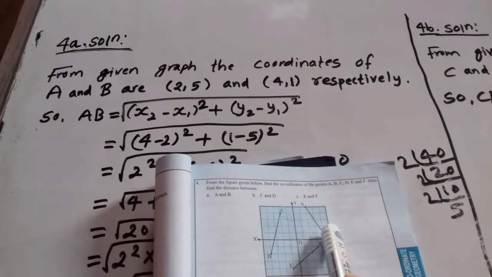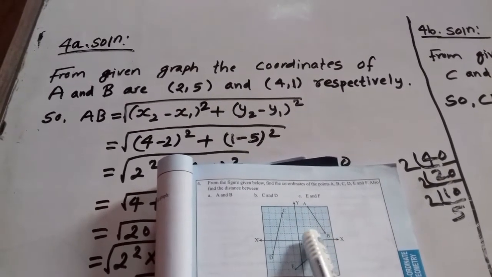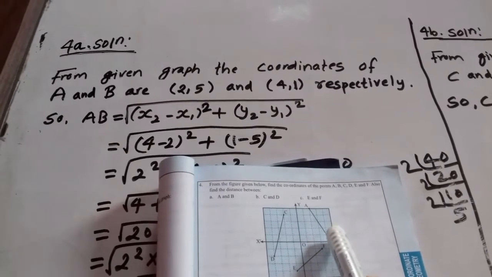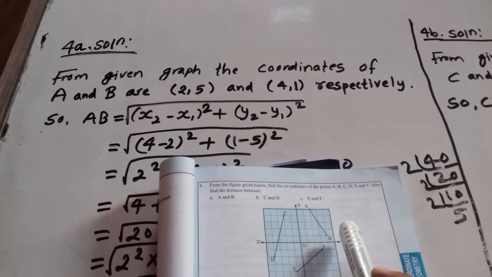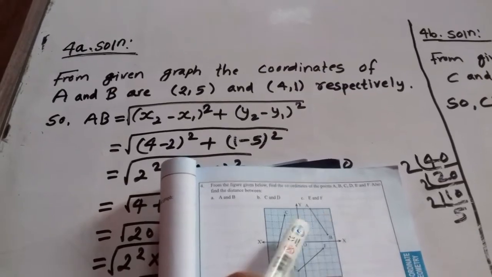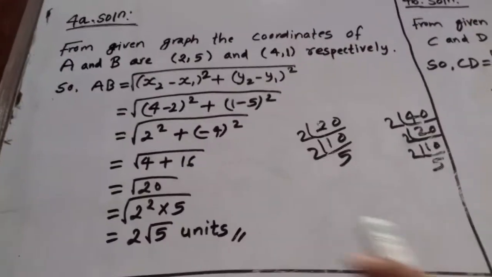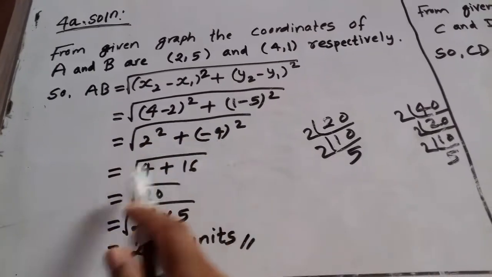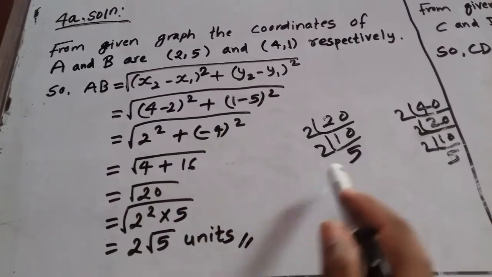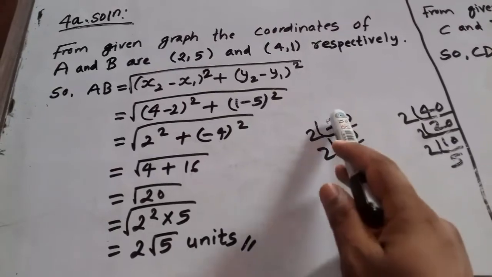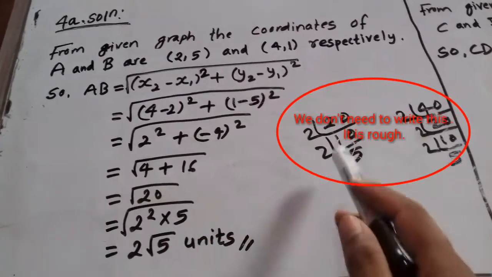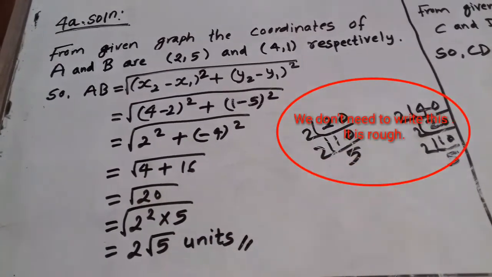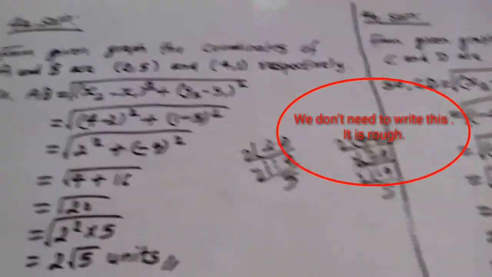Similarly, for b, the coordinates are 1, 2, 3, 4 for x and 1 for y. And the other process is the same as before. We have written all the values, then done it like before. We have factorized 20 as 2 square into 5, so 2 root 5 is the answer.